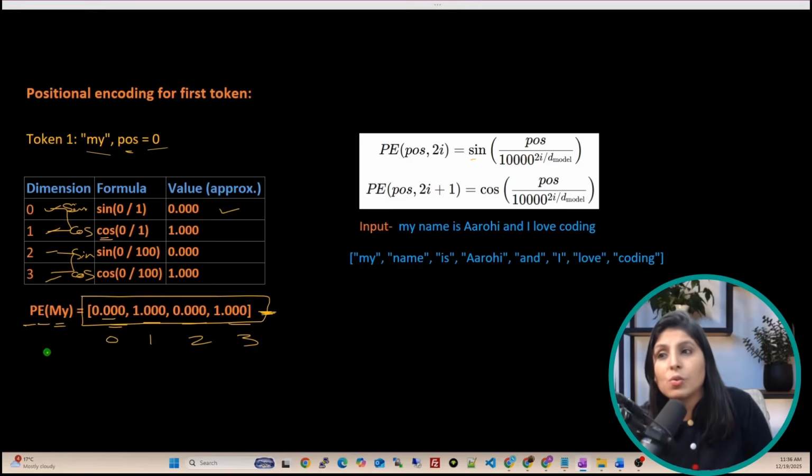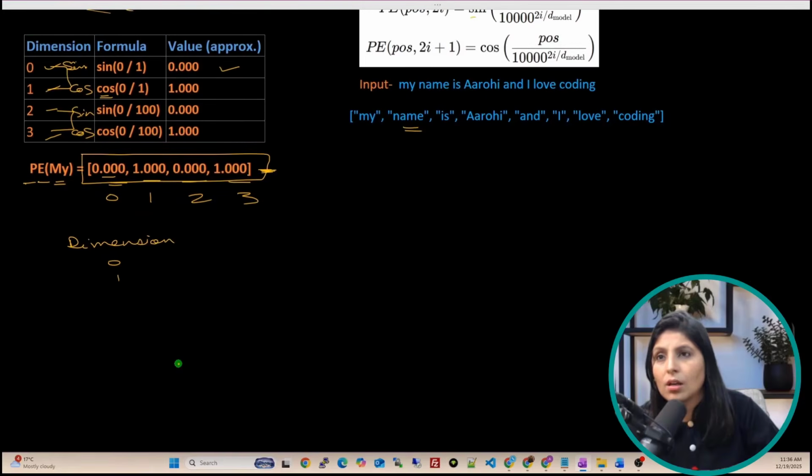In the same way, you will get the positional encoding vector for the next token. And what is the next token? Next token is "name". What that means? That means that under dimension you're going to have 4 values, 0, 1, 2, 3, right? This is the dimension. Then we will use the formula over here, right? And then we will get the values over here. And this time you will use sine.